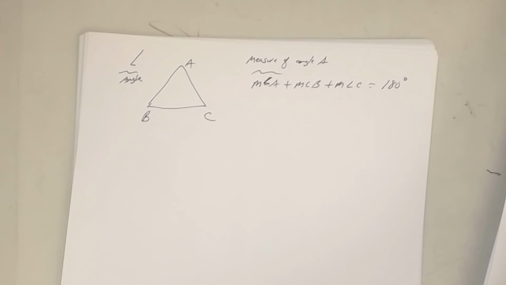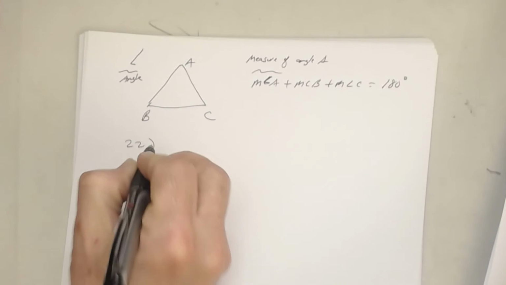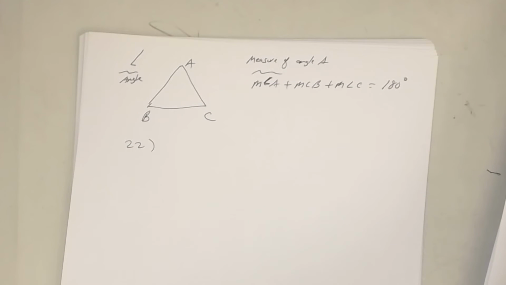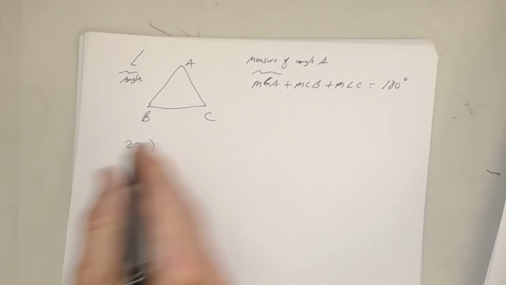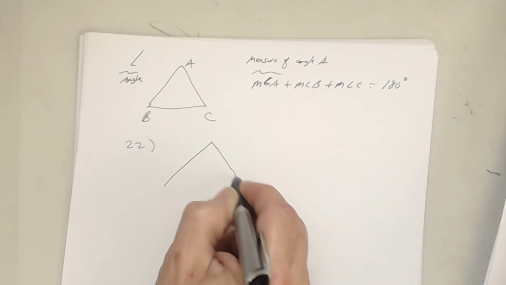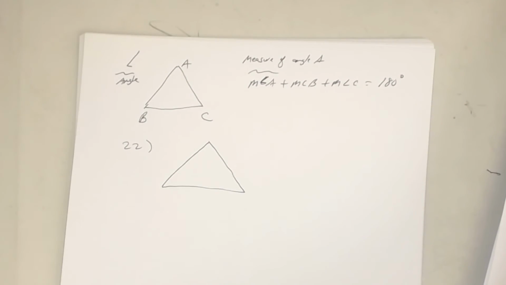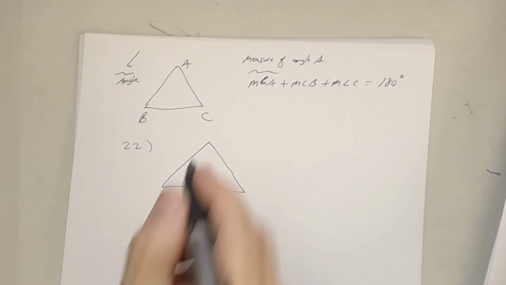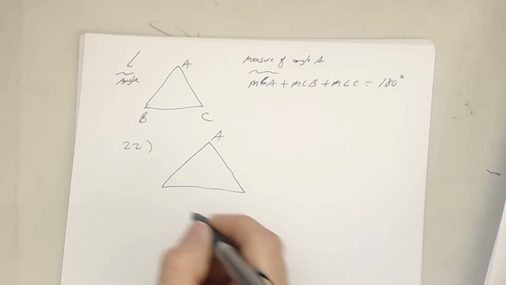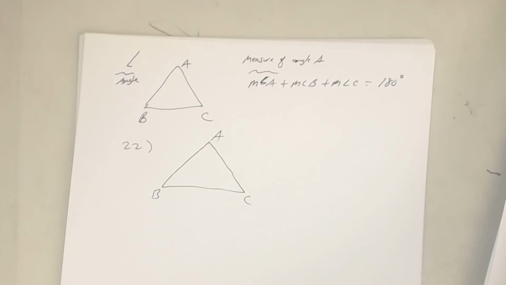Okay, so let's look at number 22. It says recall that the sum of the measures of the angles of a triangle is 180 degrees. In this triangle below, this is denoted A, this is B, and this is C. It says angle C has the same measure as angle B.